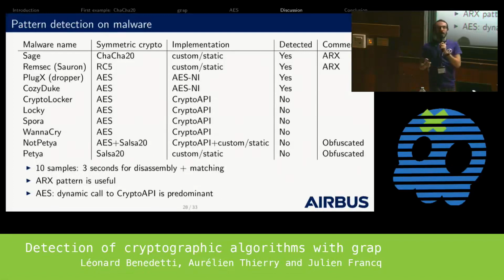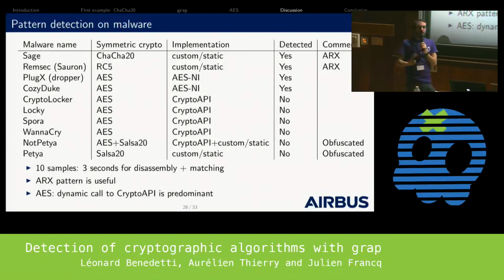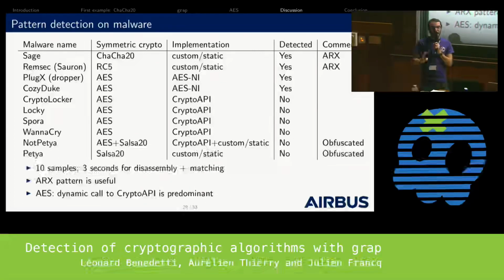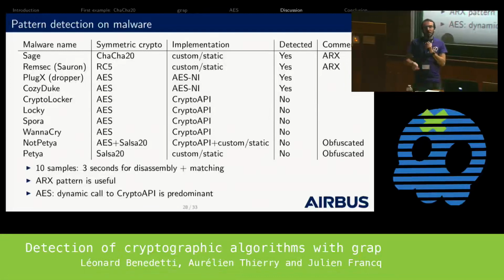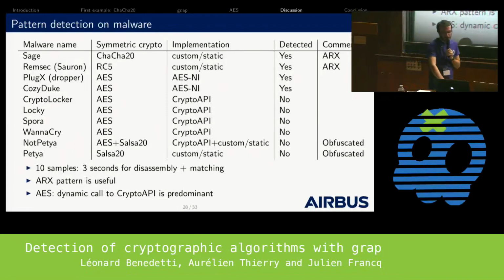Then we had some malware such as Pythia and NotPythia that are using SALSA-20. SALSA-20 is also an algorithm that uses an ARX scheme. But the thing is, in this case, it was obfuscated, so the pattern didn't work. So overall, we found that in this small study, the ARX pattern seemed to be useful, and for the AES one, the problem is that malware usually have dynamic calls to crypto API, so the pattern did not match.